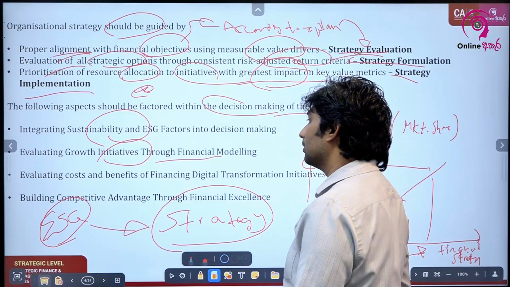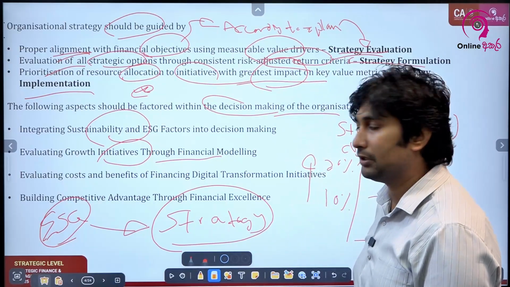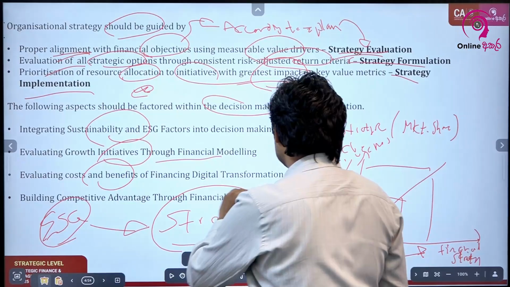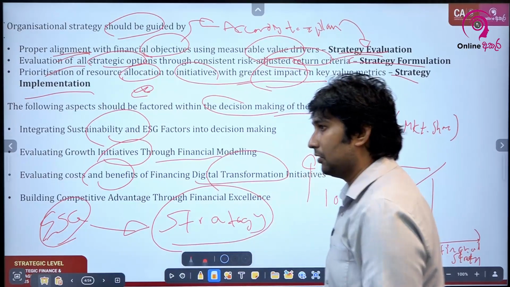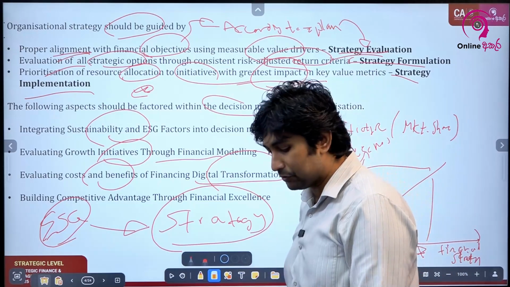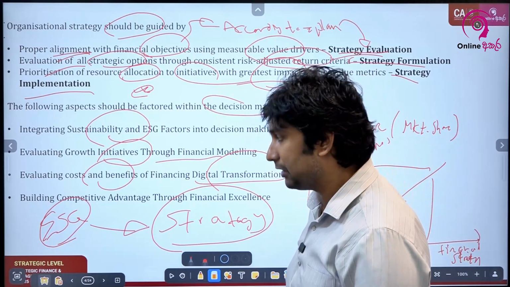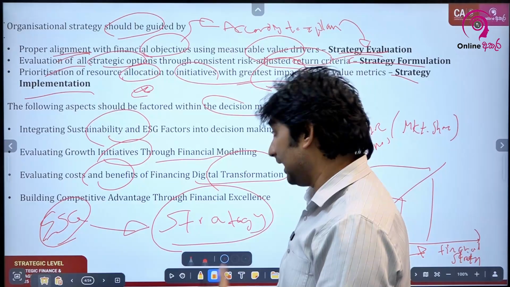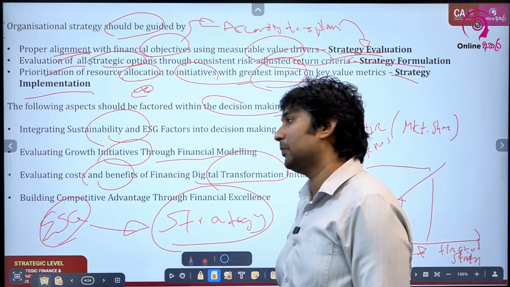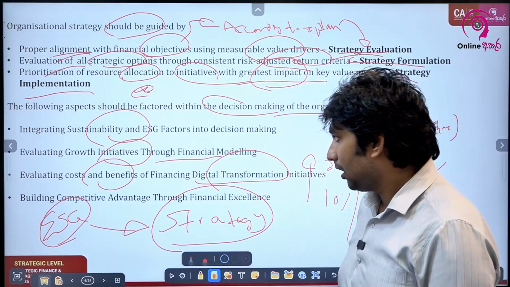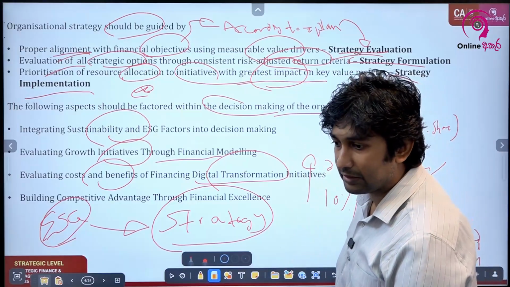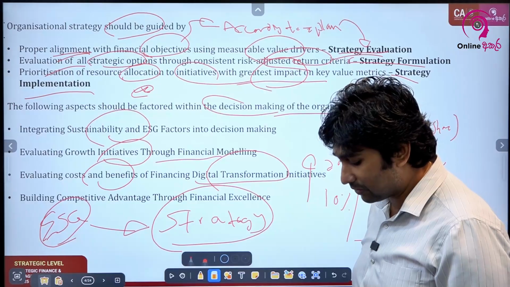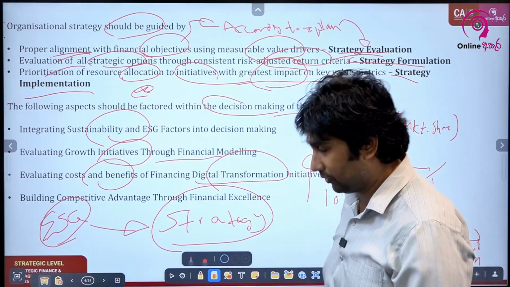So your growth capabilities, your growth initiatives, you need to look at when you are developing the strategy, and you need to evaluate the cost and benefits of digital transformation. When you are investing in IT assets, when you are investing in IT infrastructure, when you are investing in AI capabilities, you need to evaluate the cost and the benefits. So AI is a big buzzword now. So you need to properly see whether getting that technology to your organization in fact provides the expected benefits that you actually want.